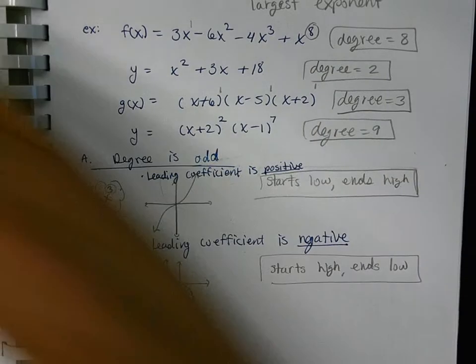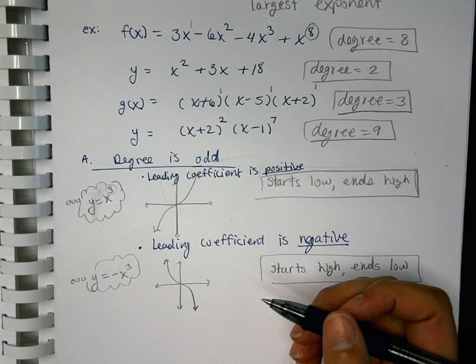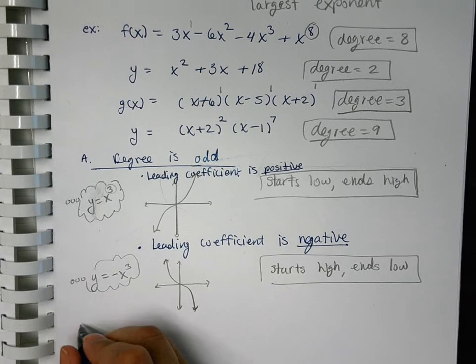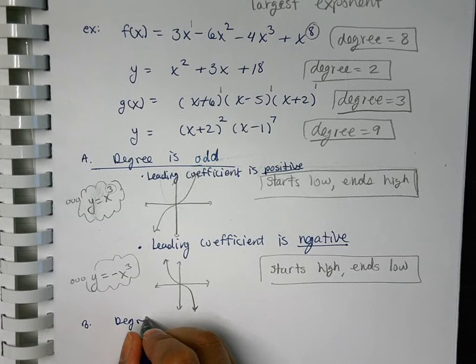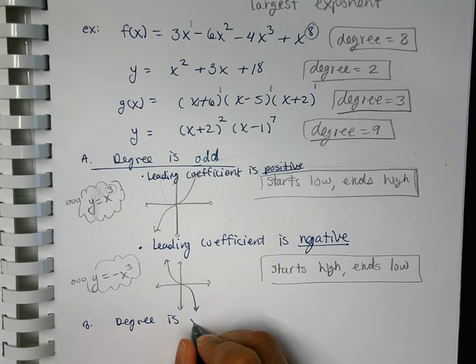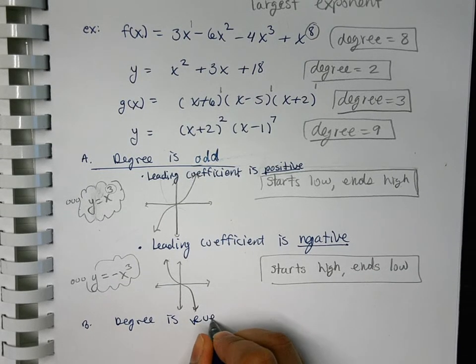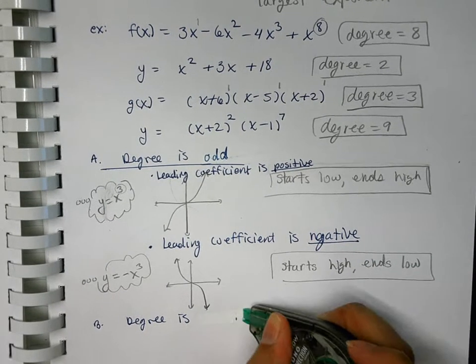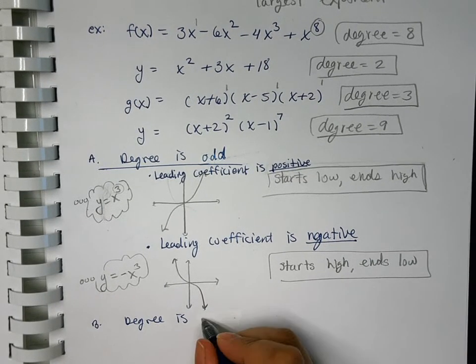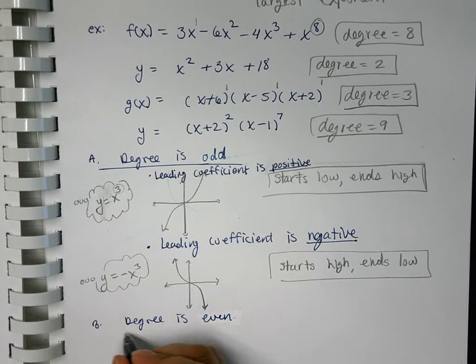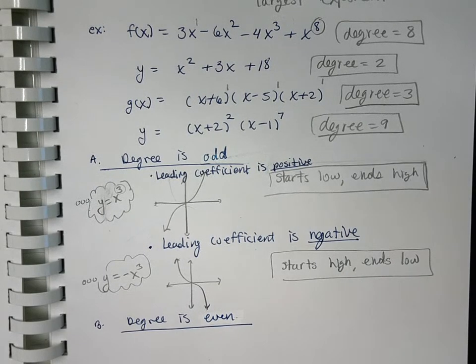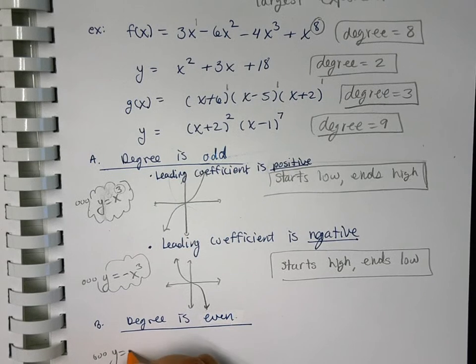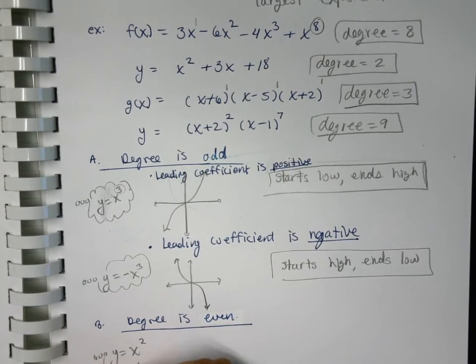Questions? All right, part B is what? The degree is even. What function should you be thinking of for an even degree function? Something you've been working with since Math 2, the U shape. So what is that? Y equals x squared?